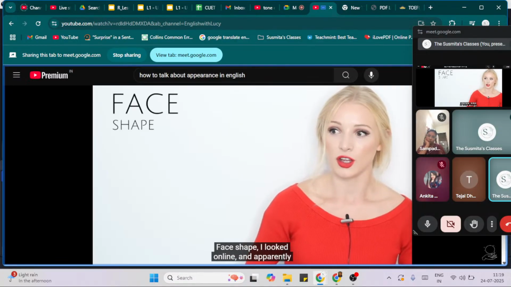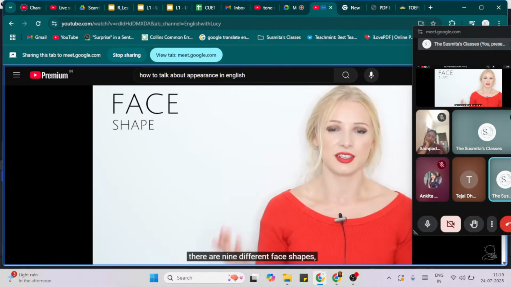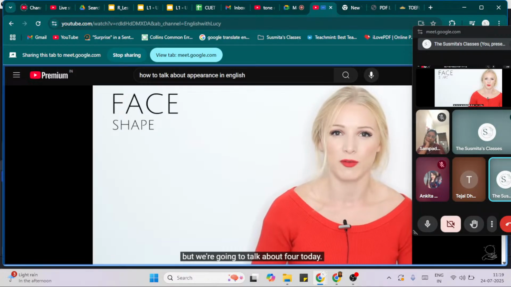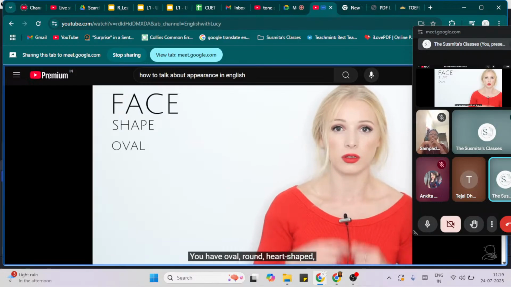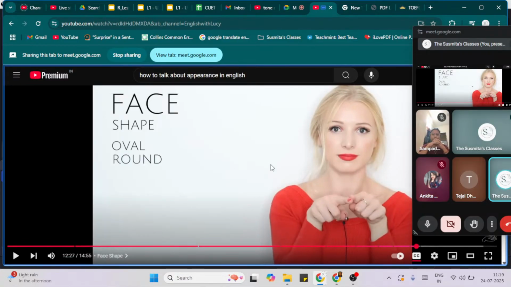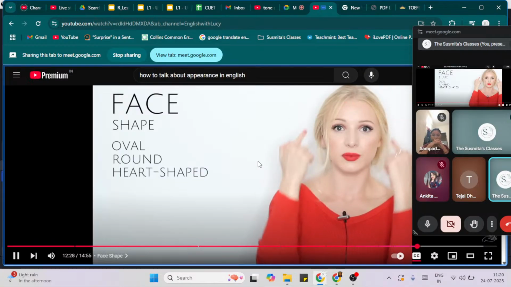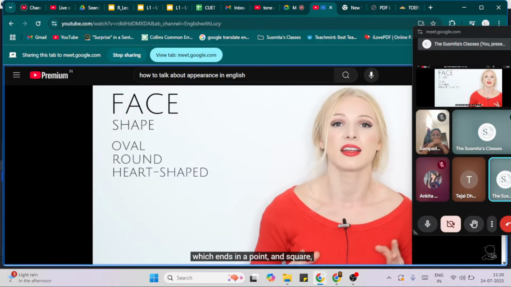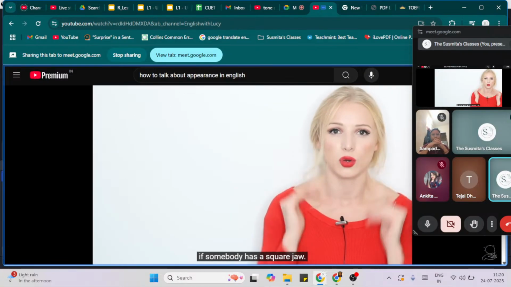Face shape, I looked online and apparently there are 9 different face shapes, but we're going to talk about 4 today. You have oval, round. Oval, the shape of an egg. Okay, not very egg also, but that shape. Oval, not very round. Heart-shaped, which ends in a point, and square, if somebody has a square jaw.